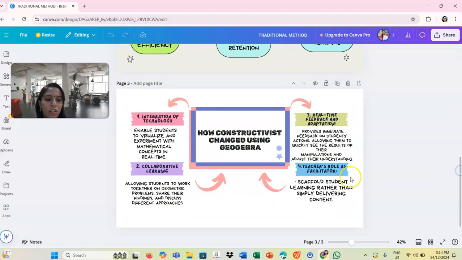And then number four, teacher's role as facilitator. Okay, now the teacher acts as a facilitator. It's not like spoon-feeding like last time, where the teacher had to give A to Z instructions for the students to follow. The teacher is just a facilitator who acts like a scaffold, using the scaffolding method to support student learning rather than simply delivering content. The teacher will ask questions to create curiosity among the students to think and then find out the answers themselves for the problems given.